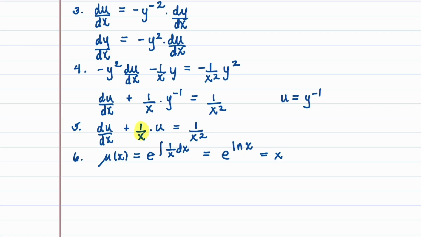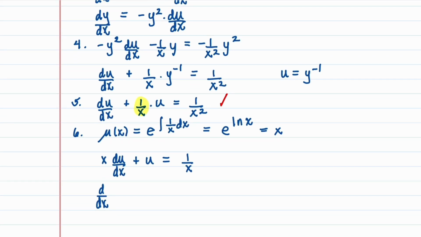So let's go ahead and multiply every term in this equation by x. This gives us x du dx plus u is equal to 1 over x. Our left-hand side becomes d dx of x times u. And then our right-hand side is just 1 over x. We're going to integrate both sides, and we get x times u is equal to natural log. Now we do need the absolute value of x on this one, plus c.